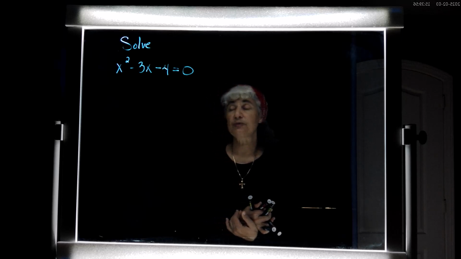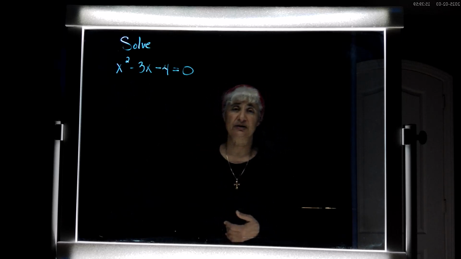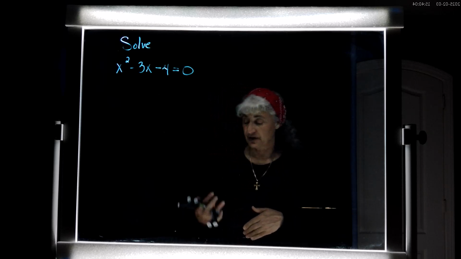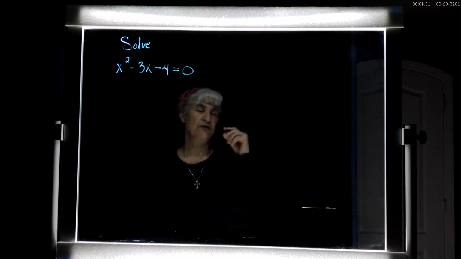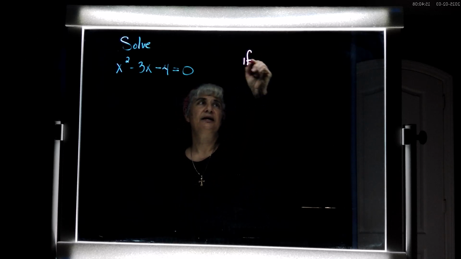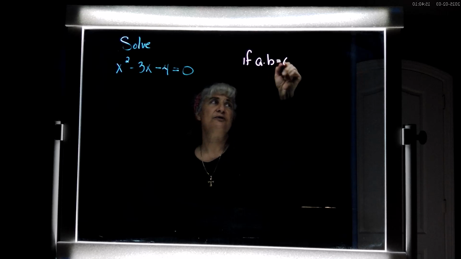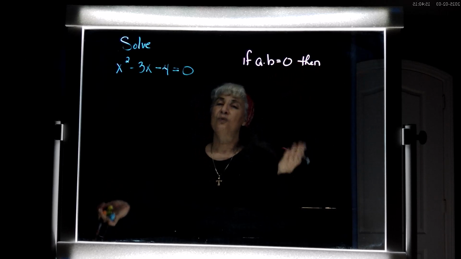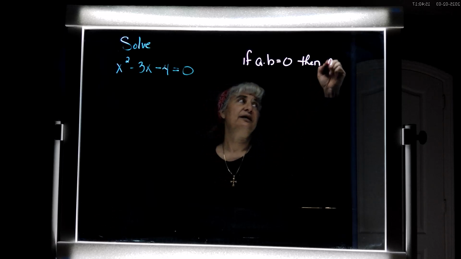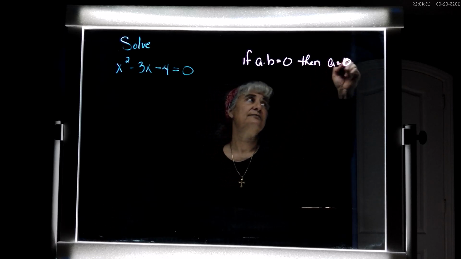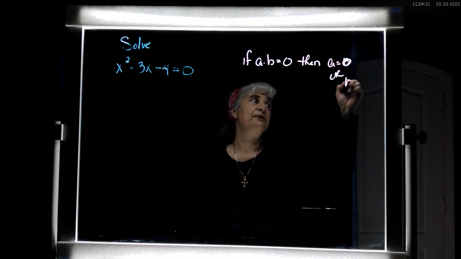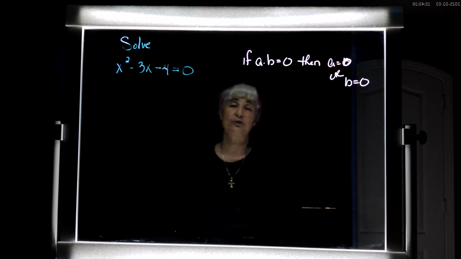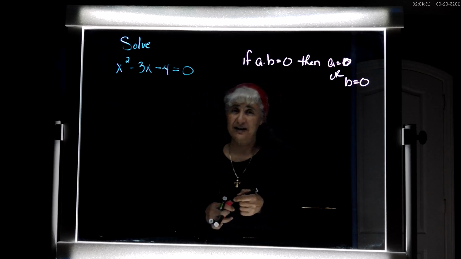Now, one of the things to remember is when you have a second degree equation, in order to solve it correctly, you need to make certain it's equal to 0. Because let's see if you can fill in this statement. If A times B equals 0, then one of them's got to be 0. Then A is equal to 0 or B is equal to 0. And that's the whole premise behind solving these quadratics once you know how to factor them.